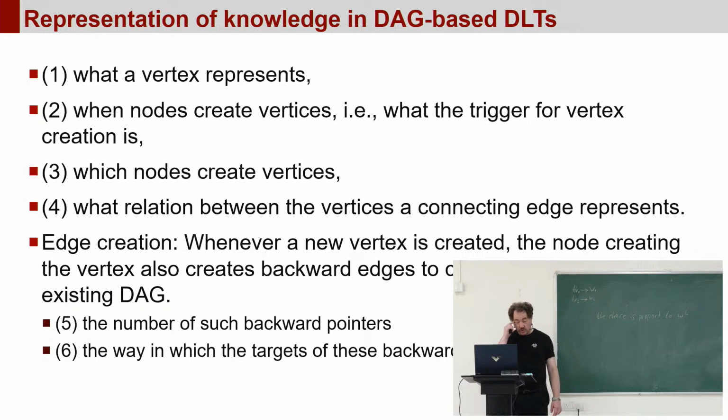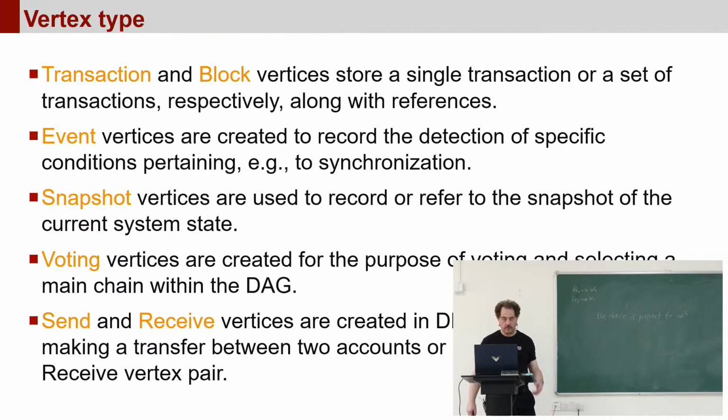So when it comes to edge creation, whenever a new vertex is created, the node creating the vertex also creates backward edges to connect the vertex to the existing DAG. So how many of such backward pointers? And in what way are the targets of these backward pointers selected? So let's take a look. Let's go over the different dimensions and the different choices for each dimension.